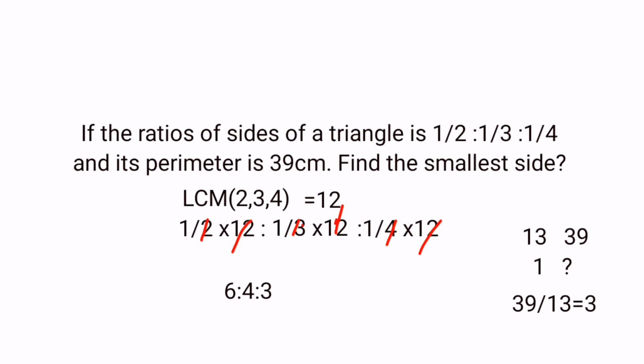Now, our question is to find out the smallest side. So, from the ratios, the smallest side will correspond to 3, right? So, what will be the value of the smallest side? It will be 3 into the value of one part, which is equal to 3. So, 3 parts will be equal to 3 into 3, 9 centimeter.